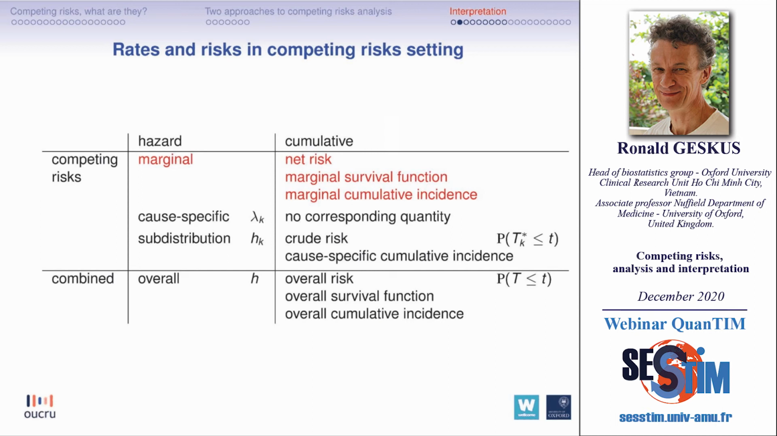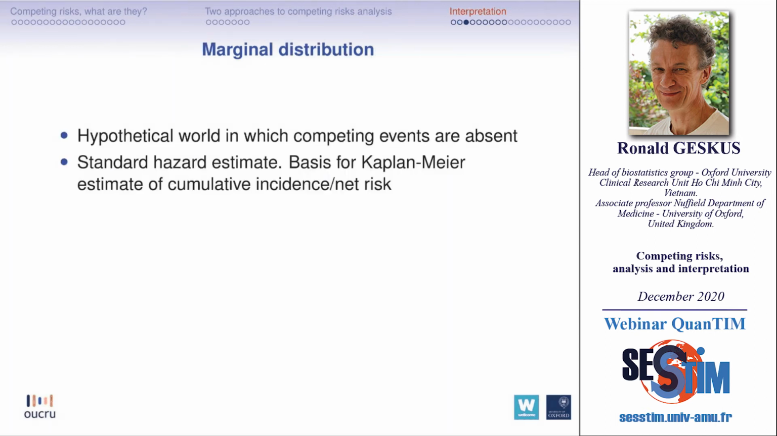So the marginal hazard first. Think of the example that I gave with the infection in the hospital. The marginal distribution quantifies what would happen if nobody were discharged. And it will quantify the rate of infection in a hospital. It will quantify how dangerous staying in the hospital is with respect to infection.